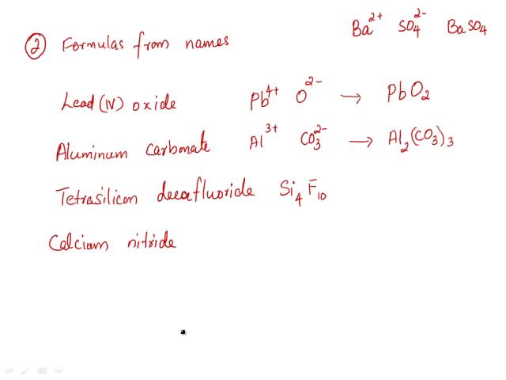Okay, the last one, calcium nitride. Of course, it's an ionic compound. So once again, we want the ions. What is calcium ion? Ca, and what is the charge? 2 plus. Calcium is in group 2. Nitride, pay attention. It's not nitrite or nitrate, it is nitride.